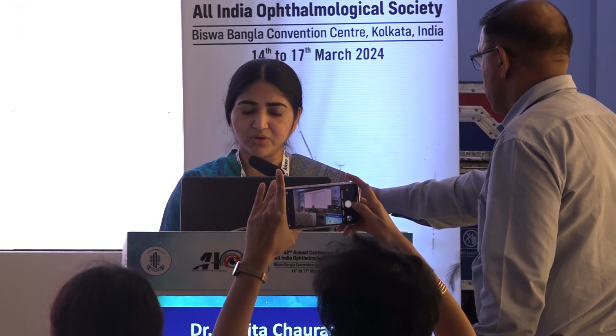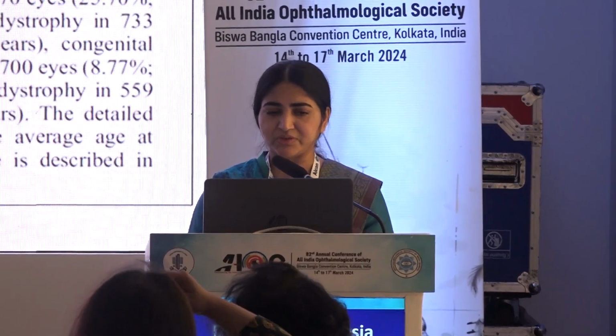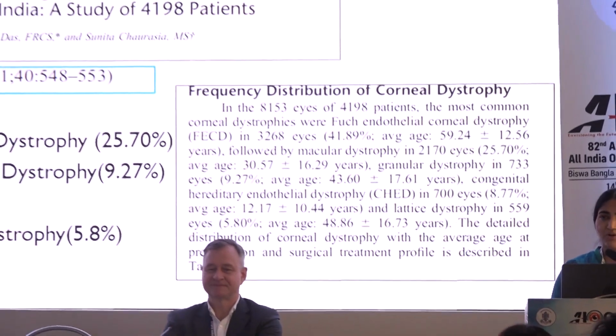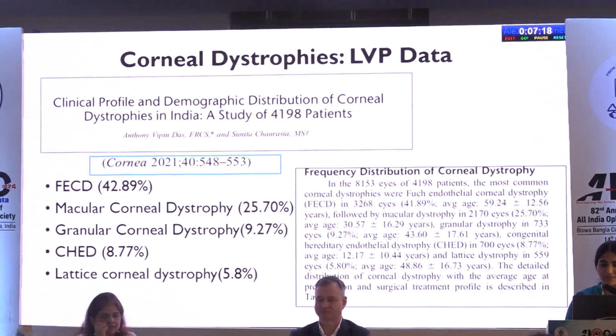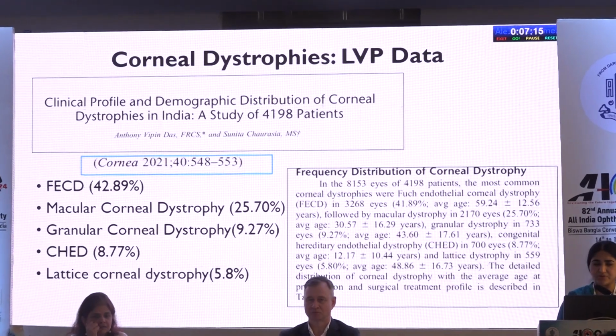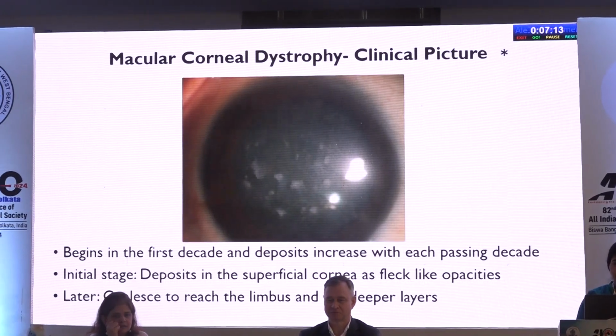So when we talk about the corneal dystrophies, there's a whole list of dystrophies under various categories. And strictly speaking, under the category of stromal dystrophies, we have the macular and Schnyder's and many other dystrophies. But primarily I'll be dwelling only upon the macular corneal dystrophy for this presentation because of its commonality. This is one of the most common stromal dystrophies seen in India, and we also come across a similar pattern in our LVP data.